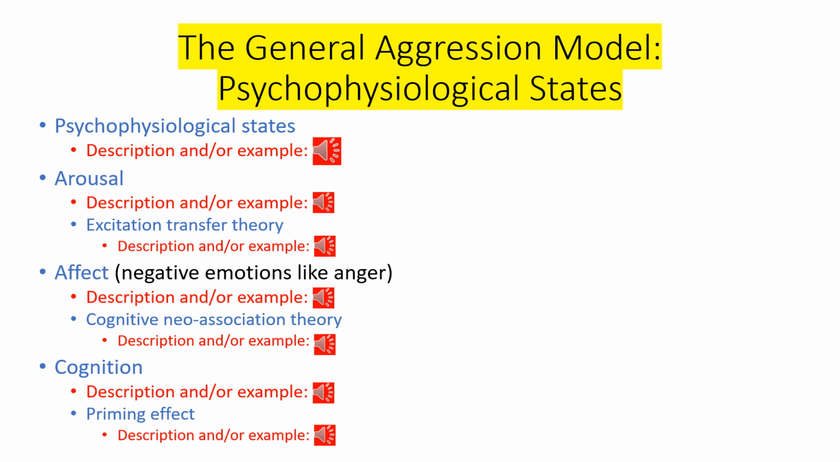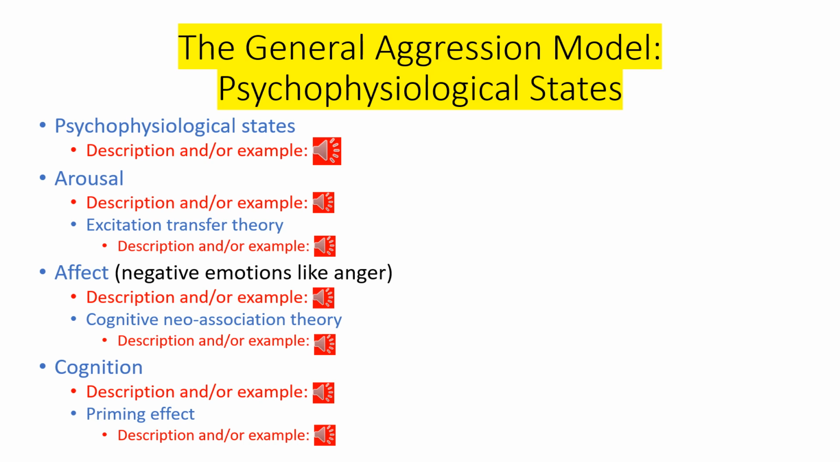So with respect to cognition and the general aggression model, certain different types of input variables can automatically open up a schema, can prime the schema. And then when our schemas related to aggression are primed, we're more likely then to interpret the world in an aggressive fashion and then be more likely to respond to situations in an aggressive fashion.